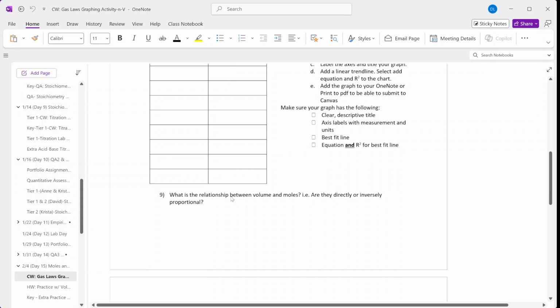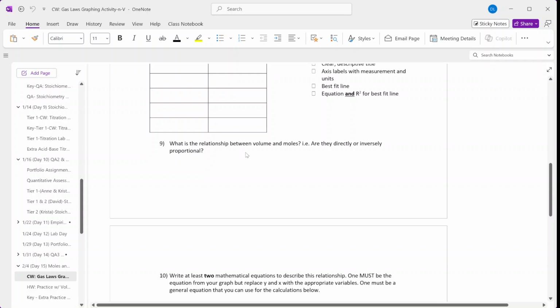So let's take a look at the rest of the worksheet here. In the rest of the worksheet, you want to determine the relationship between the volume and the number of moles of particles in a system, and whether or not it's directly or inversely proportional. The other way of asking this question is, if you increase the number of moles, what happens to the volume of the box? Does it also increase? Is it a direct relationship, or is it an inverse relationship?